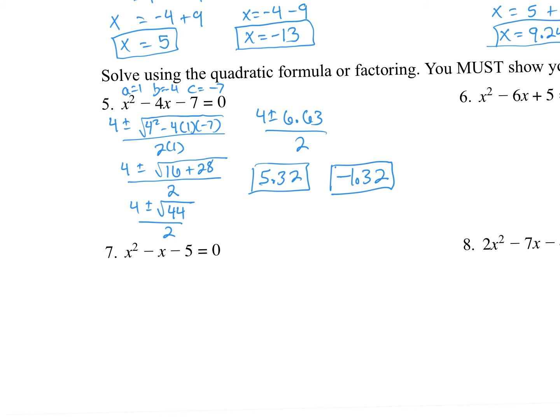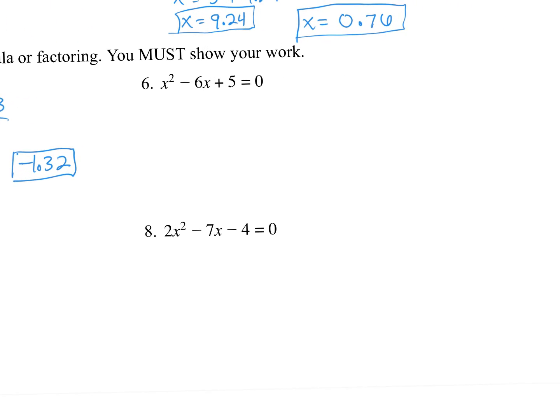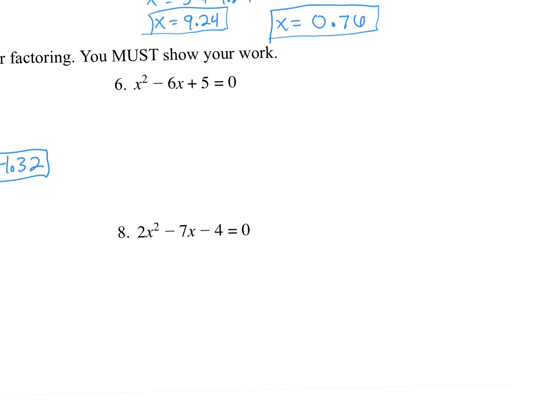Check my math again. Okay, number 6. Let's see if I can factor this. Factors of 5 are 5 and 1. Oh, they do make negative 6. I'm going to factor this because I know this is x and x, and this is minus 5 and minus 1. If I check my middle, my outer is negative x, minus 5x. That gives me negative 6x.